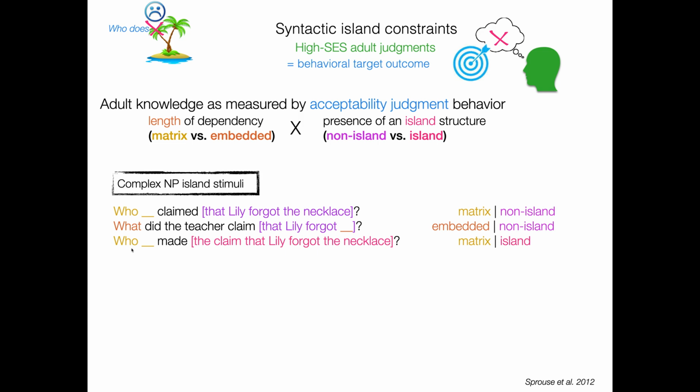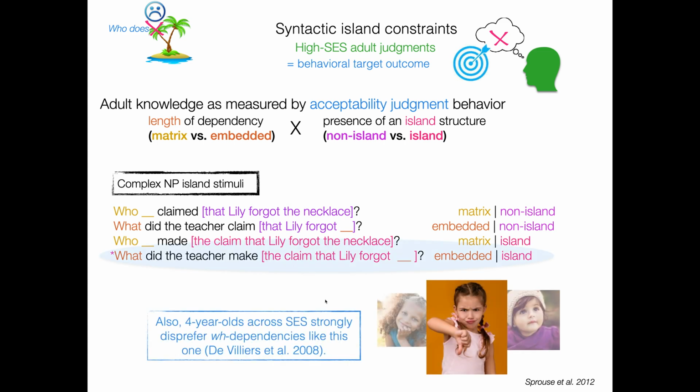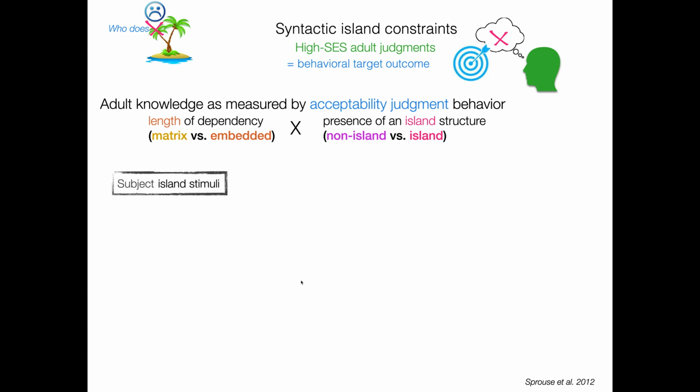You can go back to having a matrix dependency, who made, but then this structure right here is the purported island structure for complex NPs because it's a complex noun phrase. The claim that Lily forgot the necklace, so who made the claim that Lily forgot the necklace? And then you can turn that into an embedded dependency. What did the teacher make the claim that Lily forgot? This is the one that we generally don't like. This one would cross the island structure in addition to being an embedded dependency, in addition to just having an island structure in the utterance. Now, interestingly, it turns out that 4-year-olds across SES actually really don't like these either. They strongly disprefer WH dependencies with this structure as well, so it seems like they also have this knowledge, which is nice. We'll come back to that later.